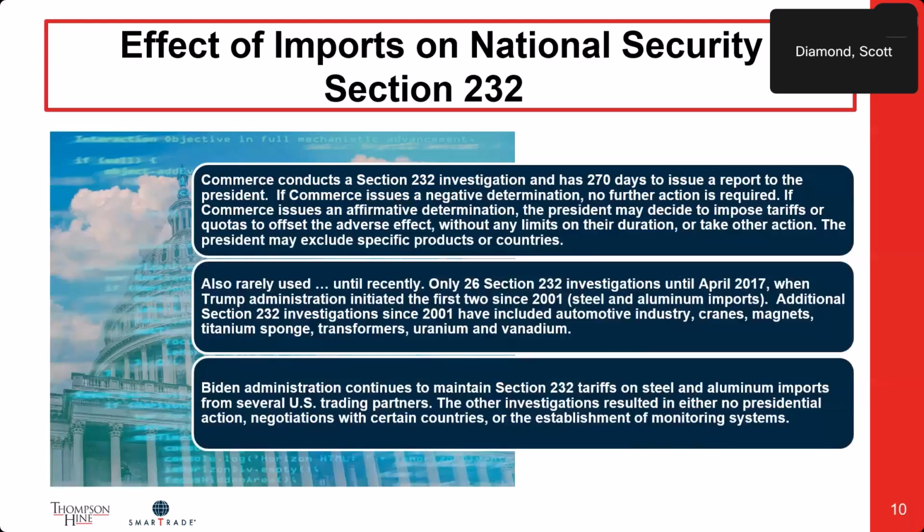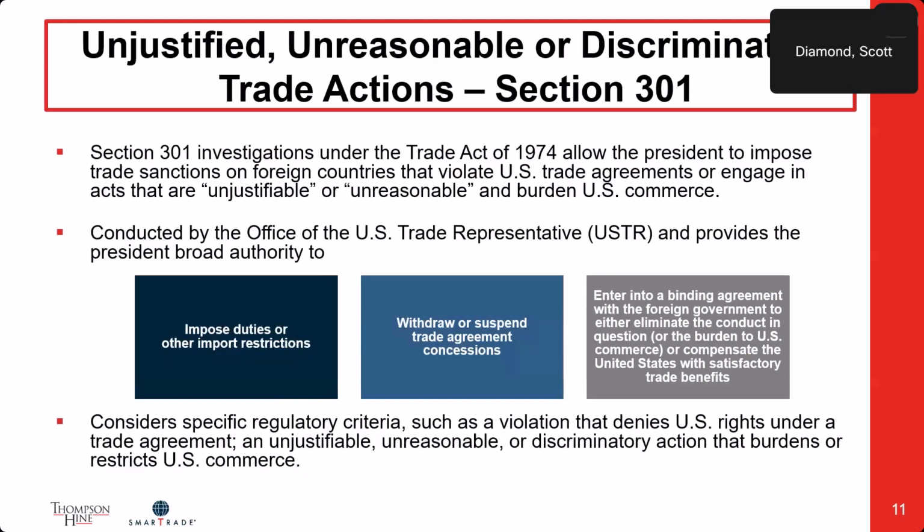Now, moving on to the next slide, we'll discuss investigations for unjustified, unreasonable, or discriminatory trade actions under Section 301 of the Trade Act of 1974. Section 301 grants the Office of the U.S. Trade Representative, or USTR, a range of responsibilities and authorities. And this includes the right to enforce U.S. rights under trade agreements and respond to certain foreign trade practices.